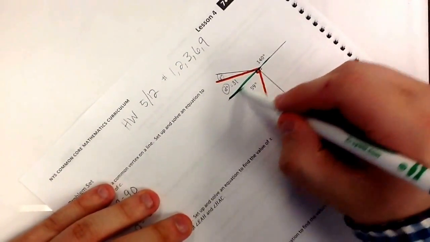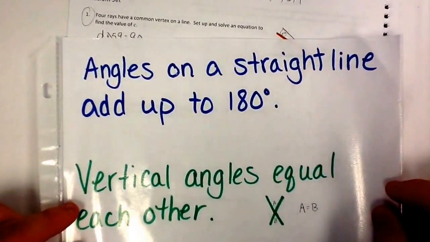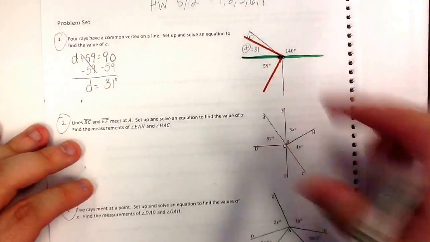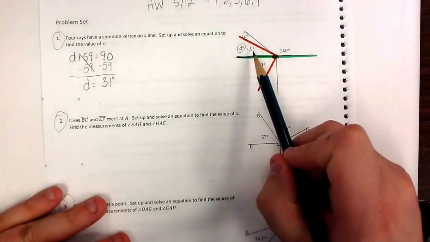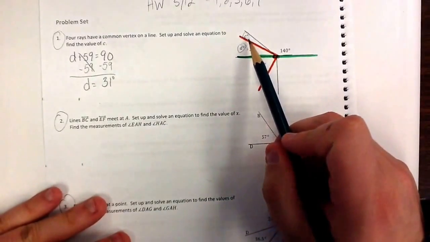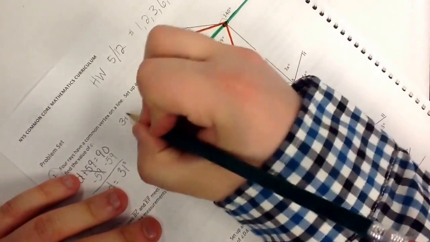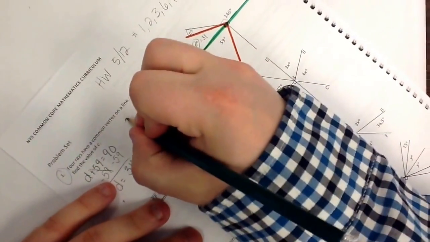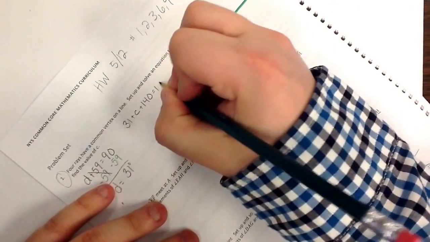Now that we have that angle, we can look at the problem using this line straight across. Angles on a straight line add up to 180 degrees, so we can go back to our reference sheet. All the angles above this line add up to 180. We know this angle is now 31. This one is C. We don't know how much this is, but we know this large angle here is 140. So I can say 31 plus C plus 140 equals 180.